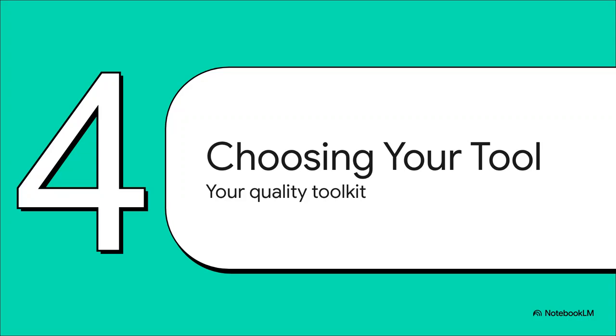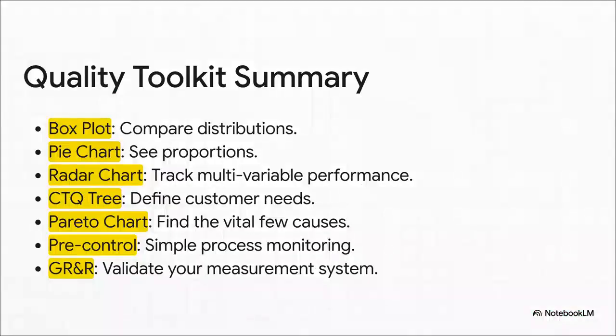And there you have it, a quick tour of some of the most practical tools you can have in your quality toolkit. You know, the key isn't to be an expert in all of them overnight, it's about knowing which tool to pull out of the box for the right job. So let's do a lightning round recap. Use a box plot to compare different groups, a pie chart to see proportions, a radar chart for looking at many variables at once, a CTQ tree to nail down customer needs, a Pareto chart to find your biggest problems, pre-control for simple on-the-floor monitoring, and GR&R to make sure you can trust your data.